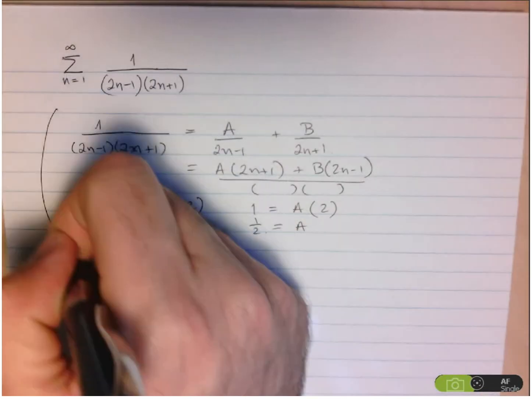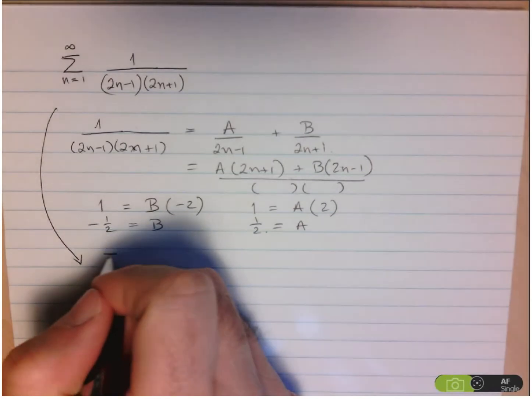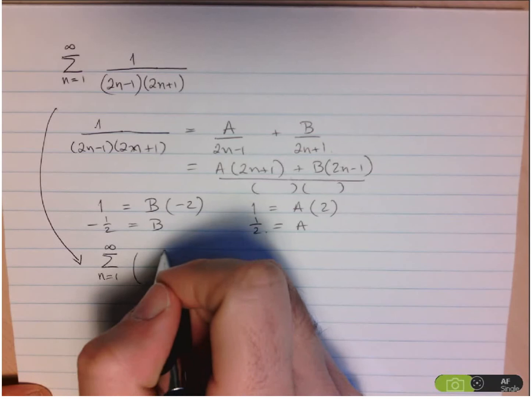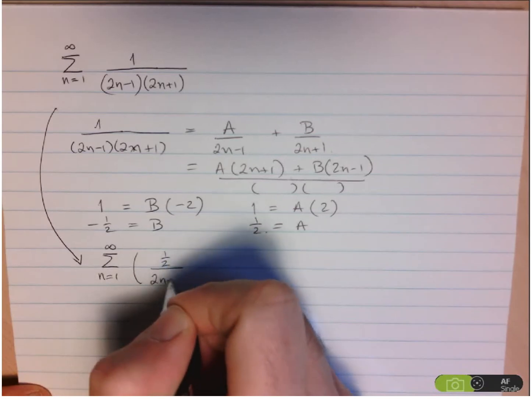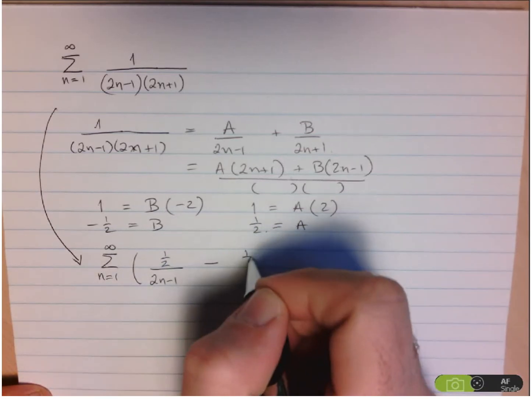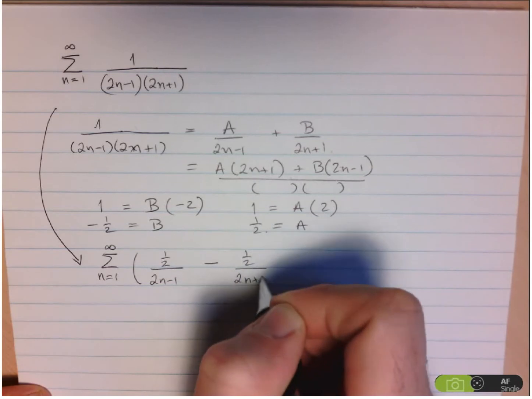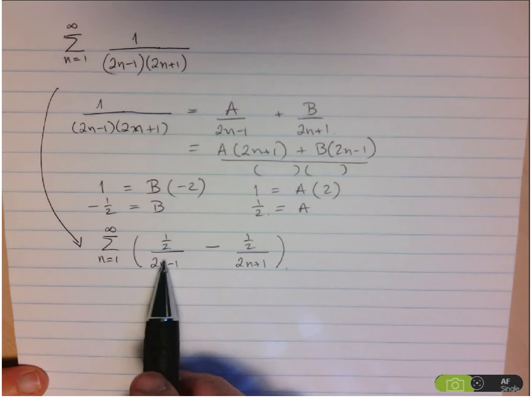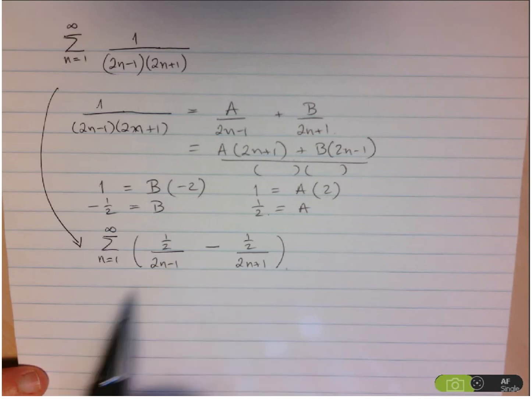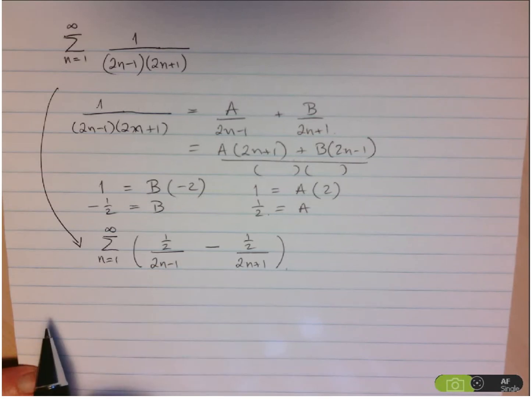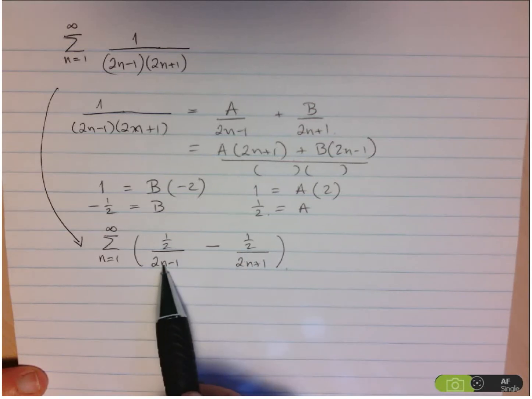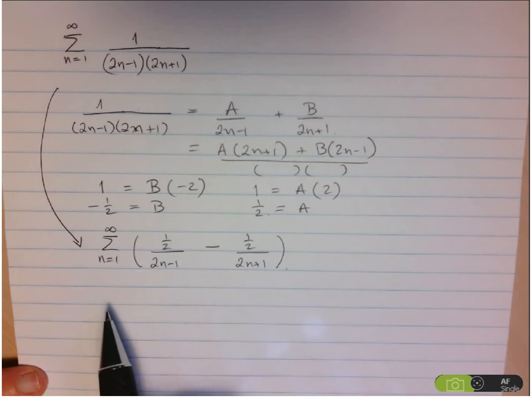So that means that we can now rewrite this series as the sum from n equals 1 to infinity of (1/2) over (2n minus 1) minus (1/2) over (2n plus 1). And this is where we're starting to see the pattern. What we should be looking for is the type of series that we call a telescoping series. We need to see scenarios where the same terms will pop up when we look at subsequent n values.